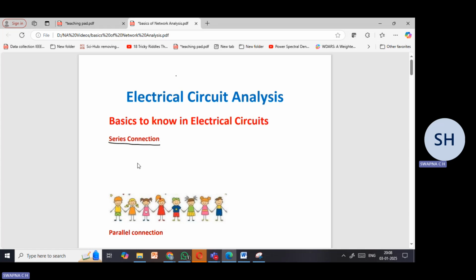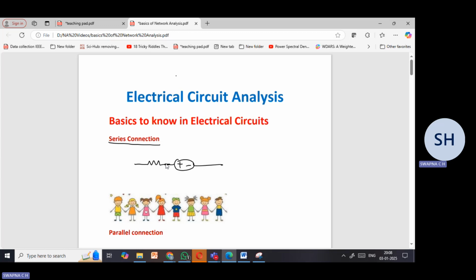Series connection in the sense any two elements, if they are connected, one end of that is connected to the other element's other end, then they are said to be series connected. It can be either the resistor or voltage source or inductor, capacitor, whatever. So in between there should not be any disturbance.